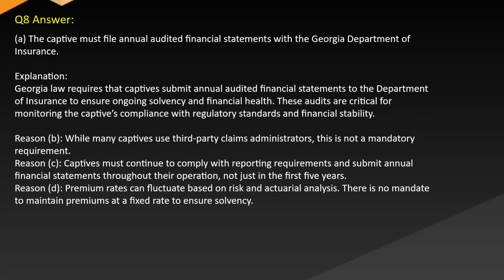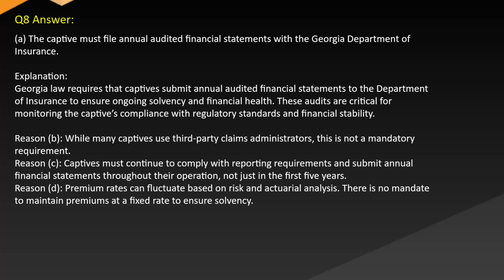Answer A. The captive must file annual audited financial statements with the Georgia Department of Insurance. Explanation: Georgia law requires that captives submit annual audited financial statements to the Department of Insurance to ensure ongoing solvency and financial health. These audits are critical for monitoring the captive's compliance with regulatory standards and financial stability. Reason B. While many captives use third-party claims administrators, this is not a mandatory requirement.